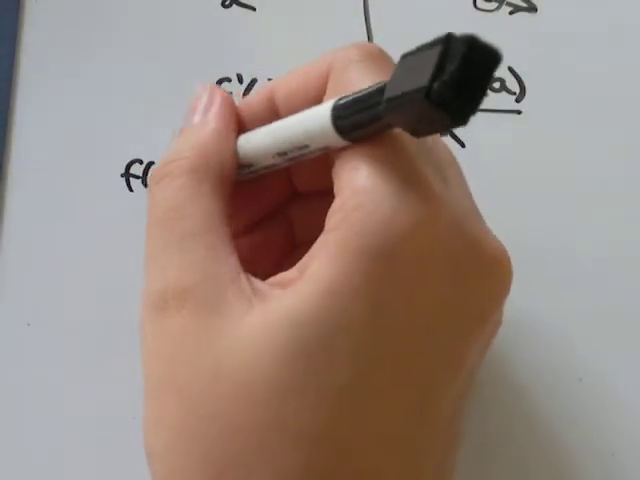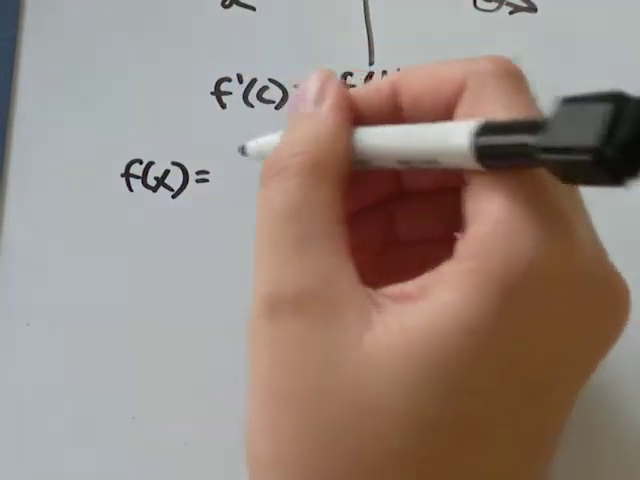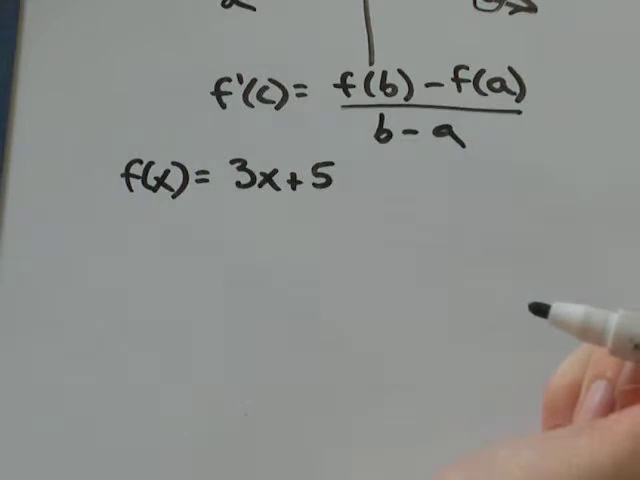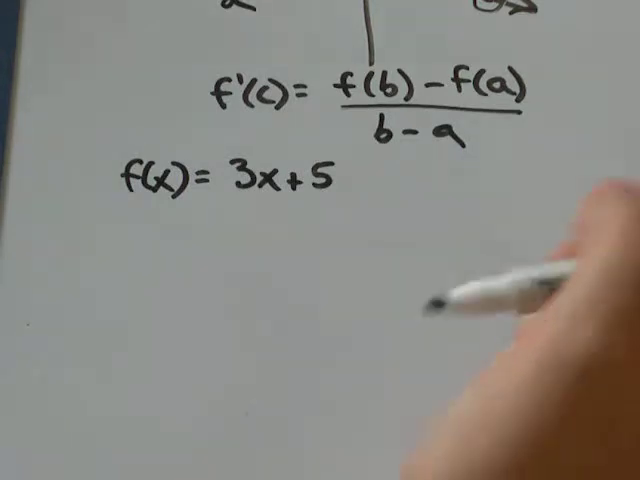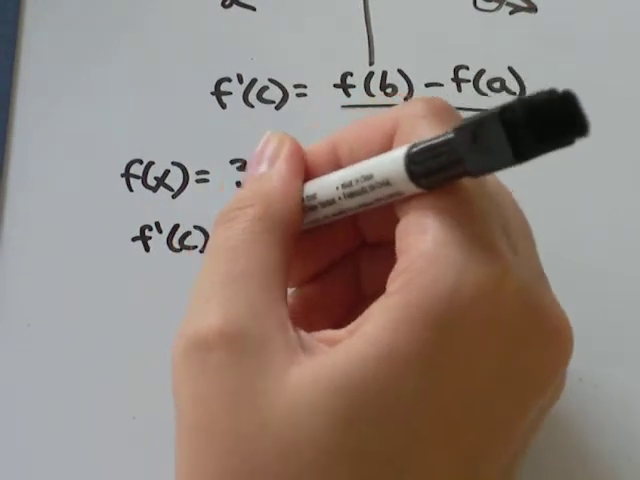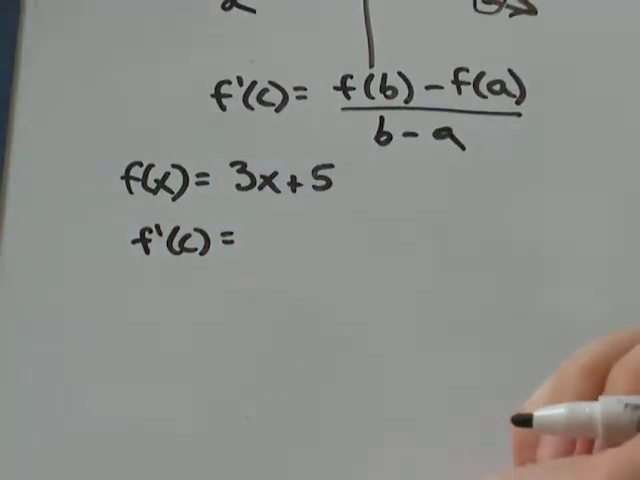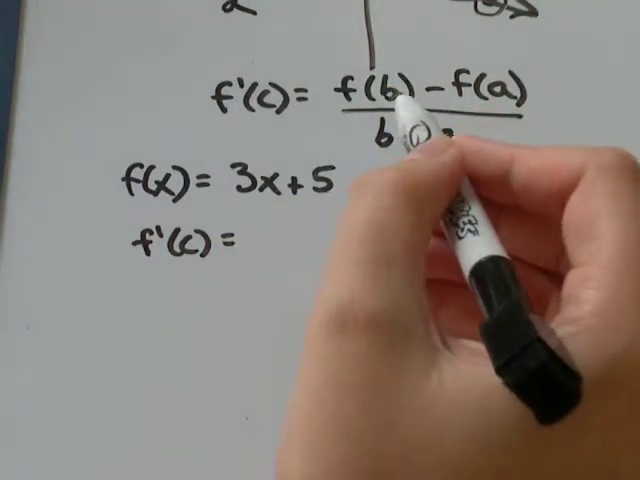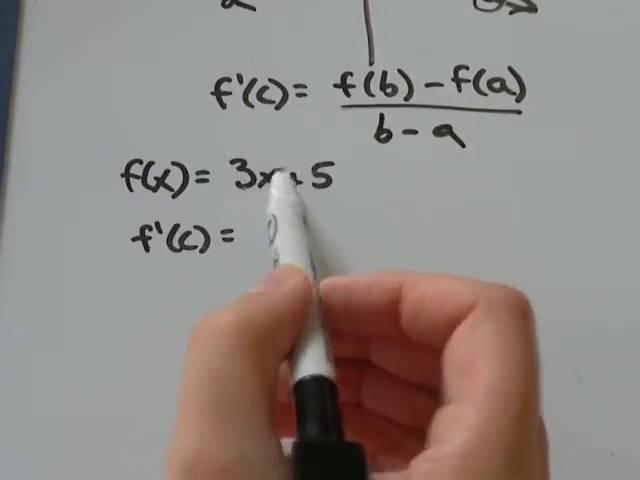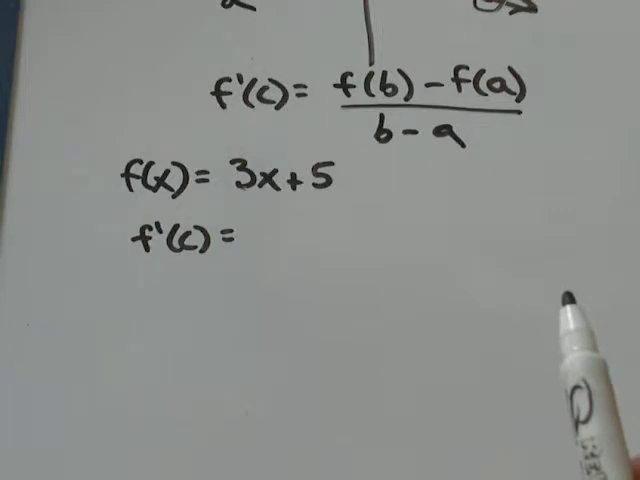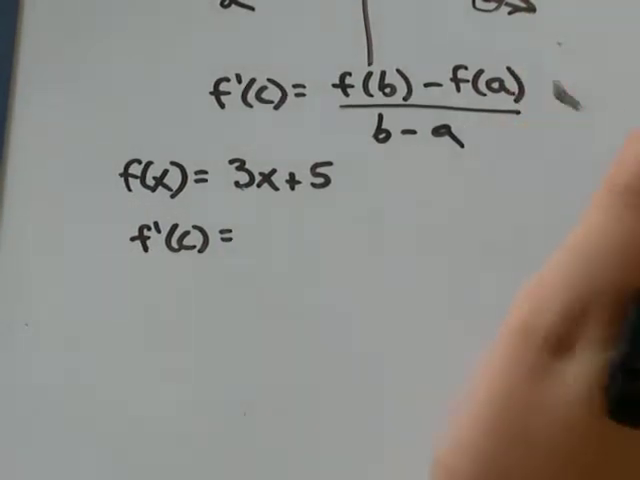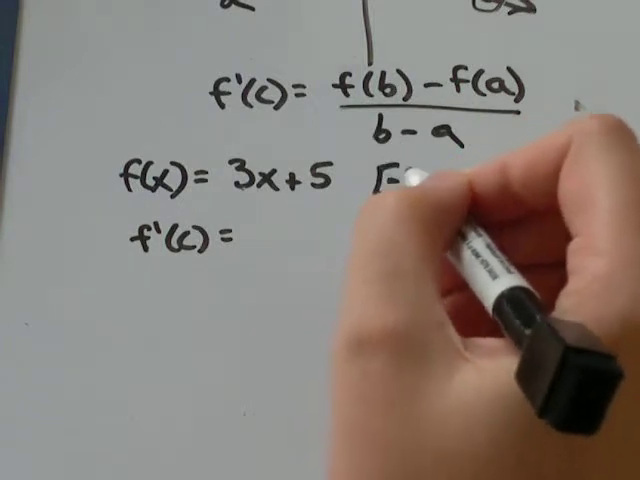So let's say we have some line f of x equals 3x plus 5. First thing we're going to do is plug in everything that we know. F prime of C, that's what we're solving for, so we just leave that alone for right now. F of B means our function, 3x plus 5, when x equals b. So I haven't told you the interval yet. Let's say the interval is right down here. Actually, that makes more sense.